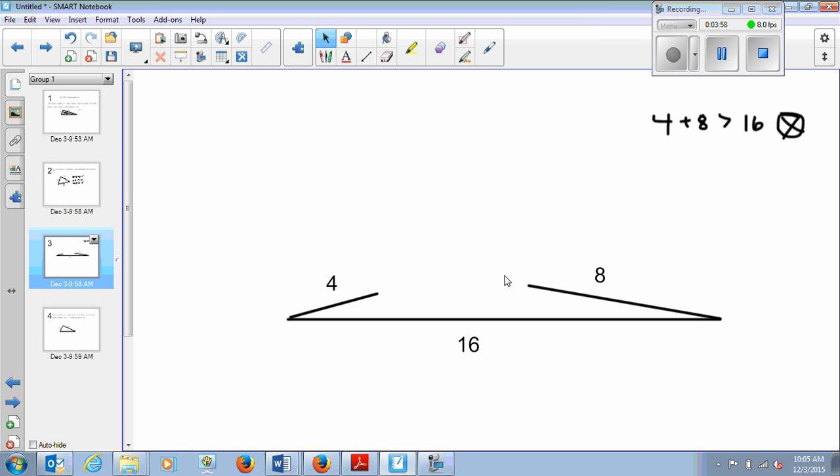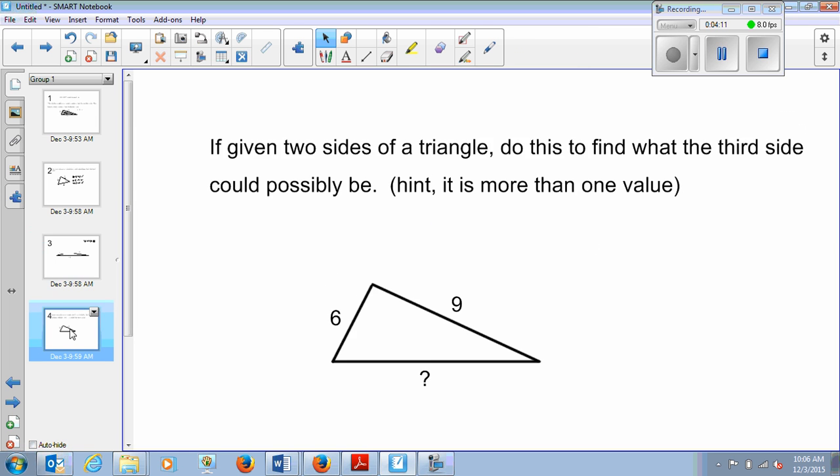Okay, so that's why this doesn't work. Even if I laid these flat against there, they're still never going to reach each other. So that's why any two sides must add up to be larger than the third. So here we have a situation where if you're given two sides of a triangle, we can do this to find the third. Now, I'm not saying what the measurement of the third is going to be. I'm saying what it possibly could be.